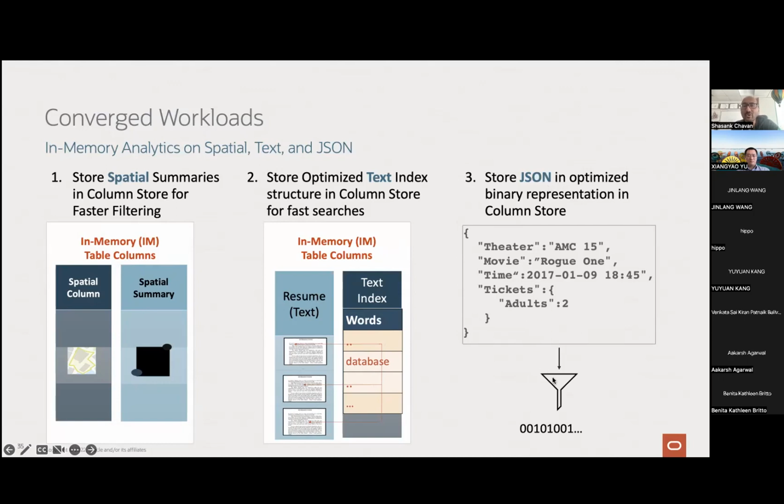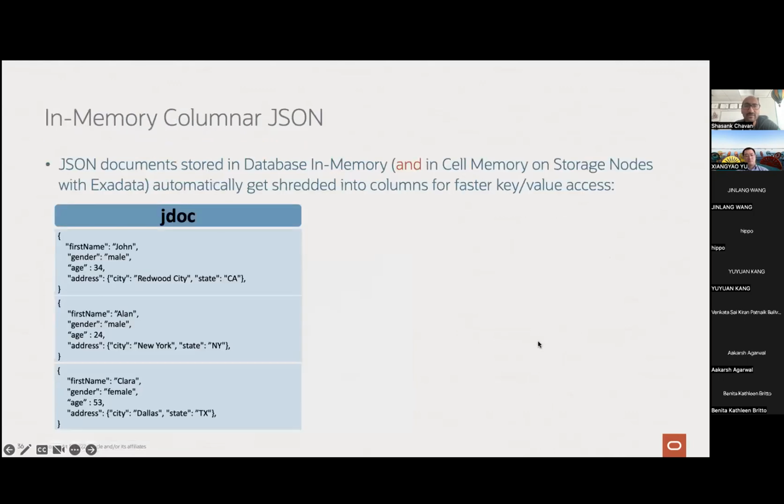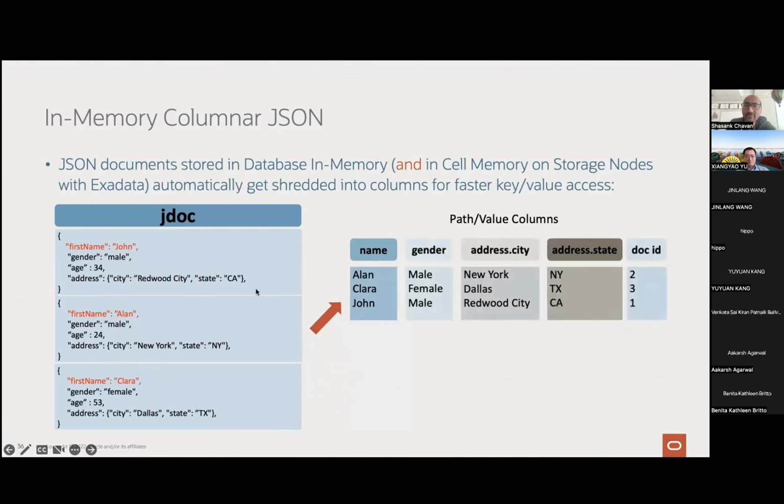Same thing with JSON. In the column store, we do something very unique, and I'll explain that in this next slide. We columnarize your JSON document. So if you look at this JSON, there are 3 JSON documents here, 1, 2, and 3, and they all have a first name. In this case, the names are John, Alan, Clara. So we take those documents and we create columns out of them, with name being the column name and all of the values, Alan, Clara, John. And then we do the same thing for all of the other paths that are in those JSON documents. And so we call these path value columns.